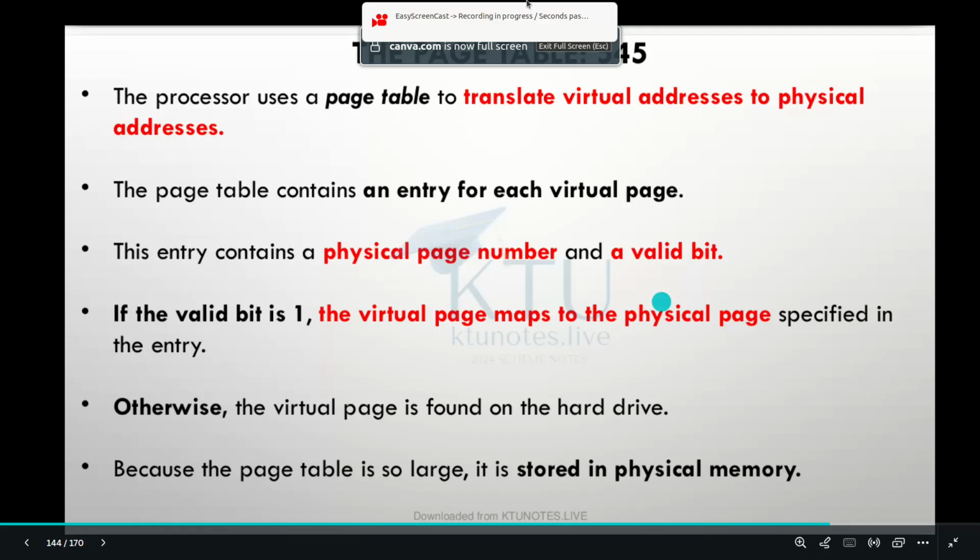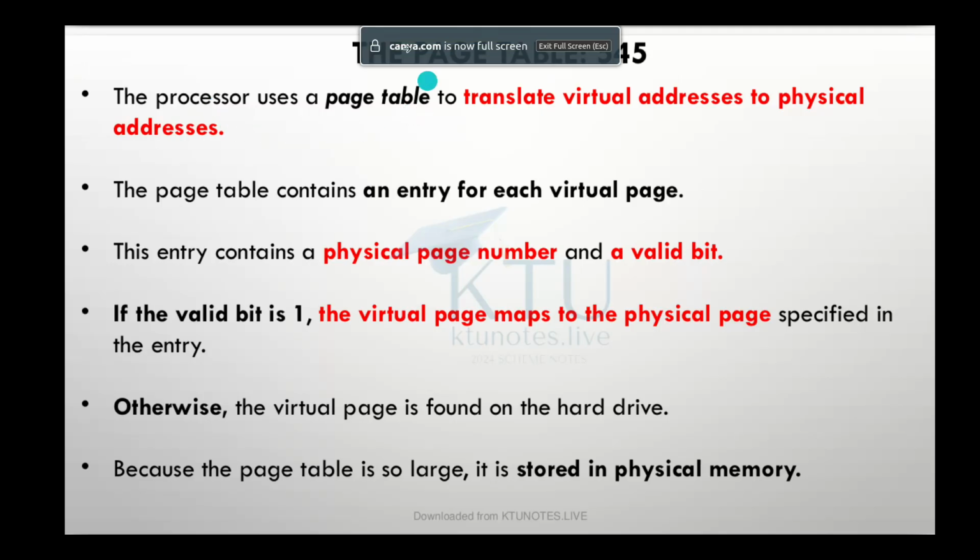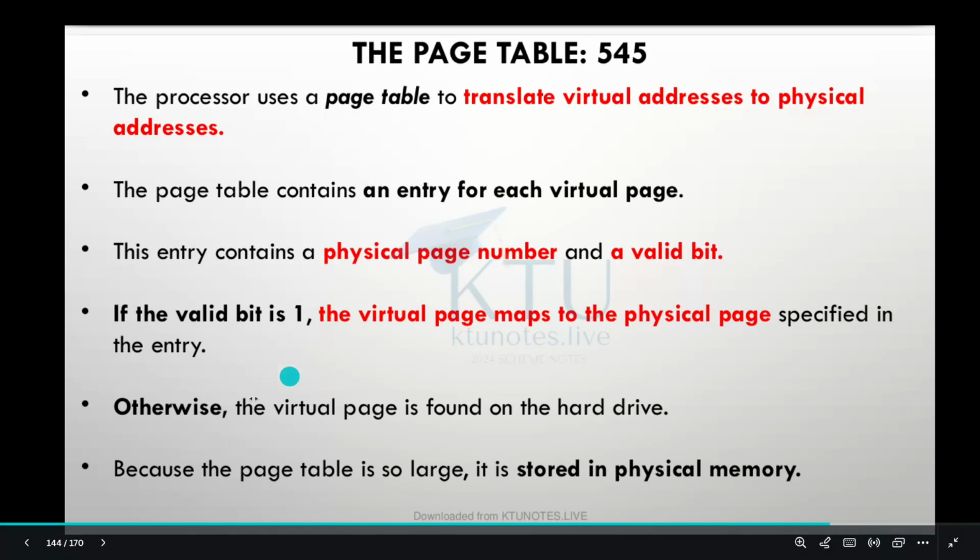Okay guys, now we are going to talk about page table. You have to know that a processor uses a page table to translate the virtual address to physical address, and the page table contains an entry for each virtual page. This entry contains the physical page number and a valid bit.